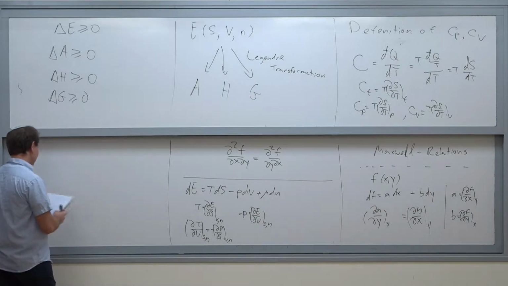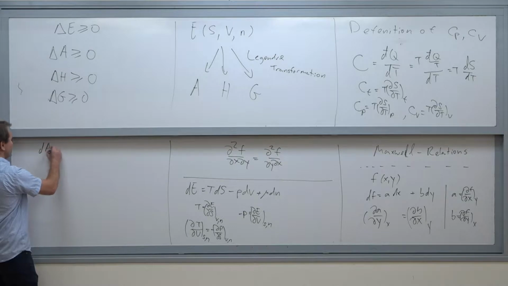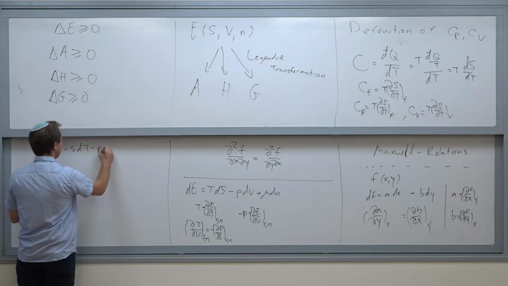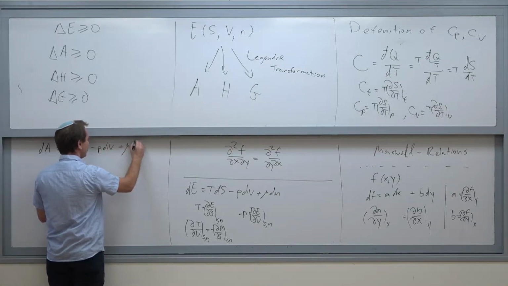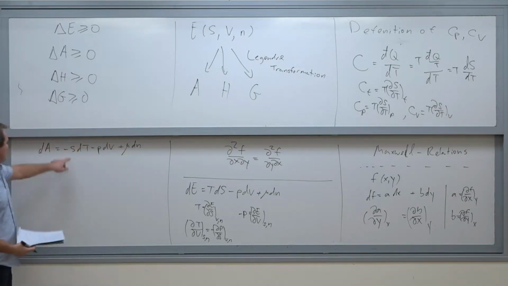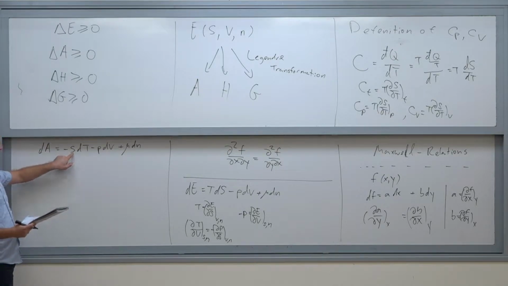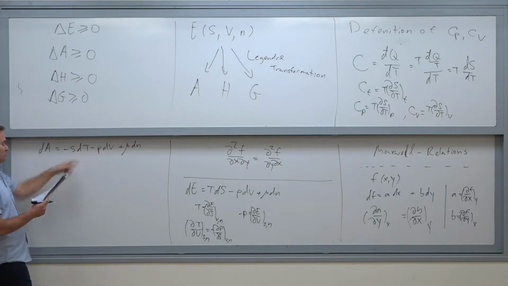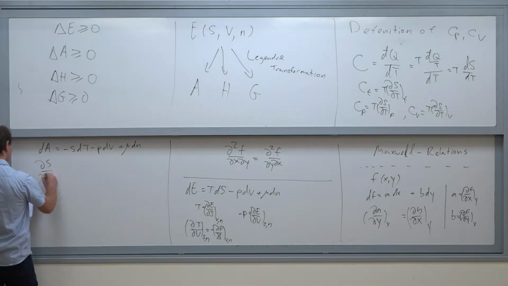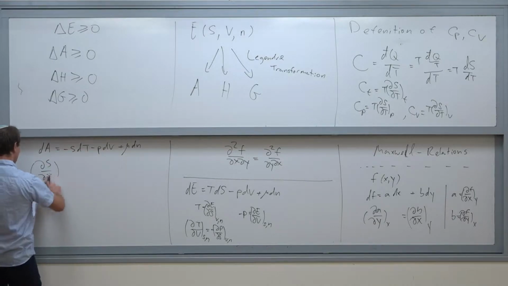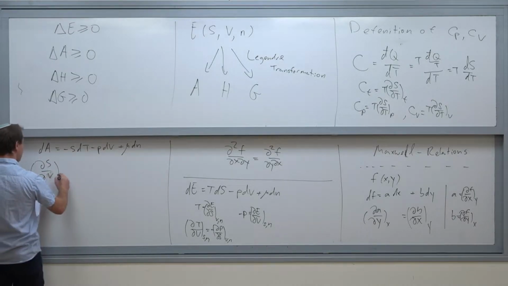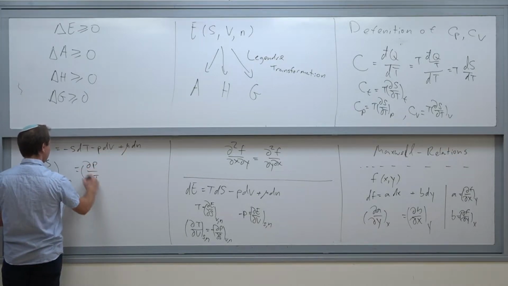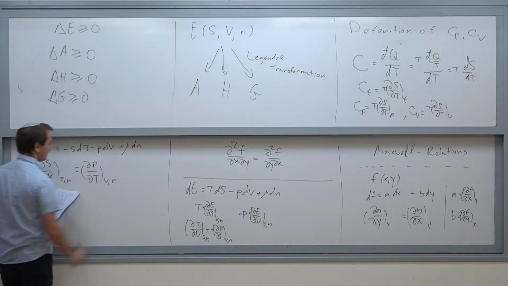Since there are many such relations, I will just present some of them. As an additional example, take the free energy. dA, we know, is minus S dT minus P dV plus mu dN. What I know from here is that the derivative of S with respect to the volume, keeping T constant, equals the derivative of the pressure with respect to the temperature, keeping V and N constant.